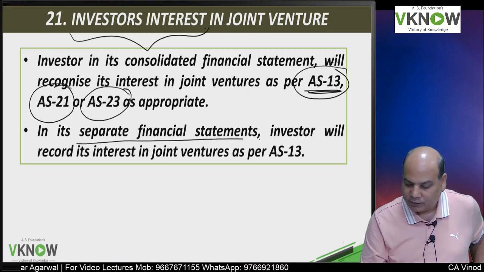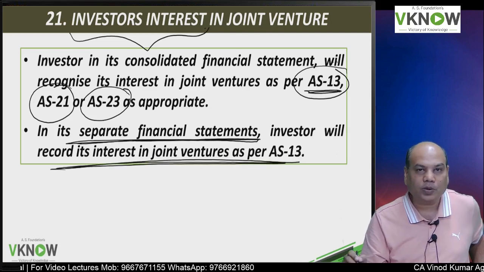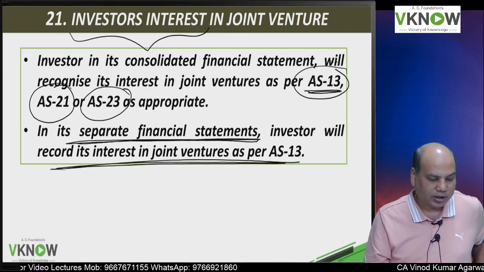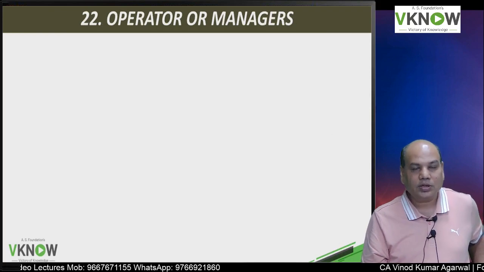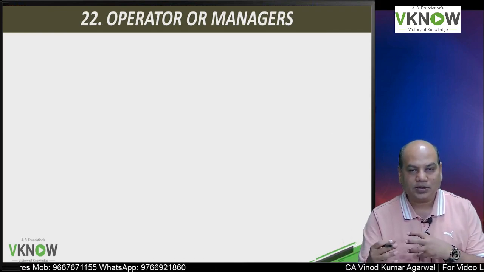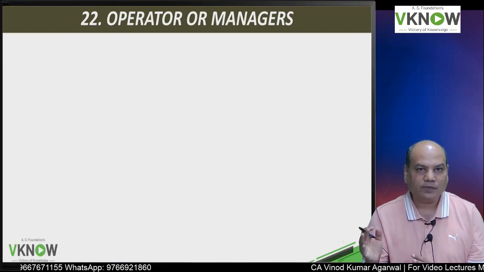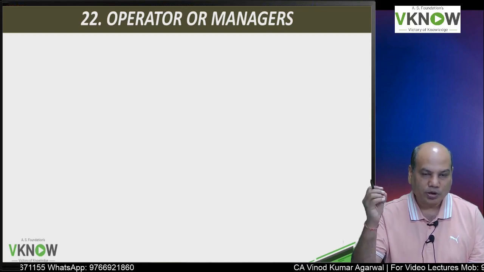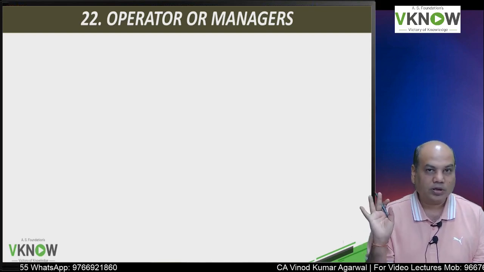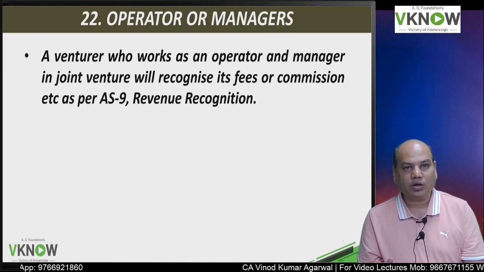But in separate financial statement, the investor is always going to apply AS 13. So in SFS always AS 13. In CFS it depends: if you have control AS 21, if you have significant influence AS 23, if you have nothing then AS 13 only. Next point is operator or manager.